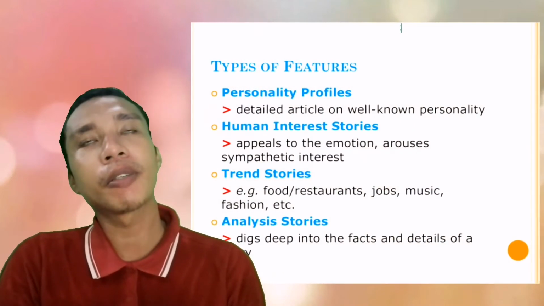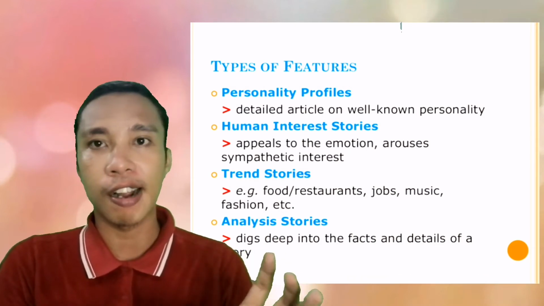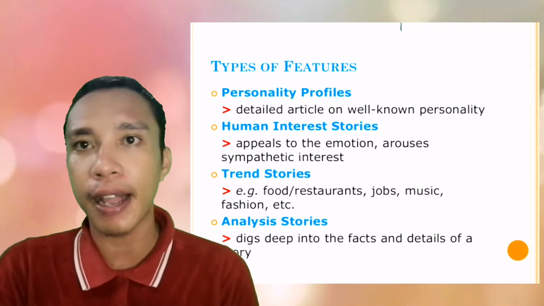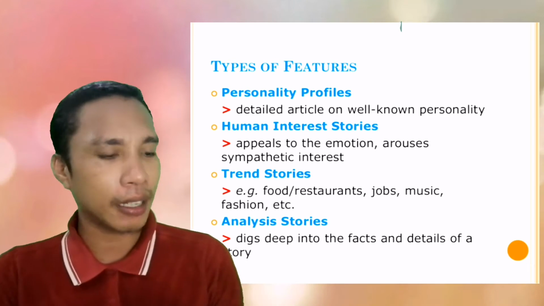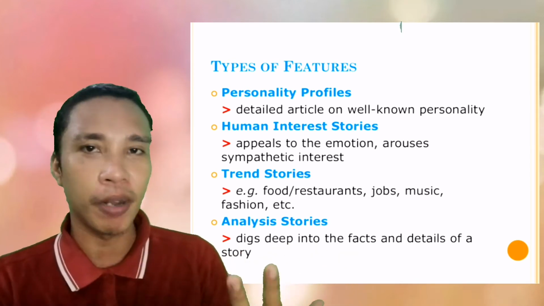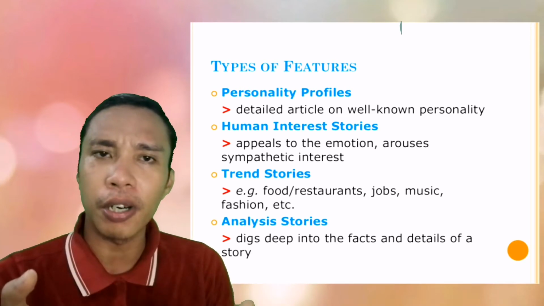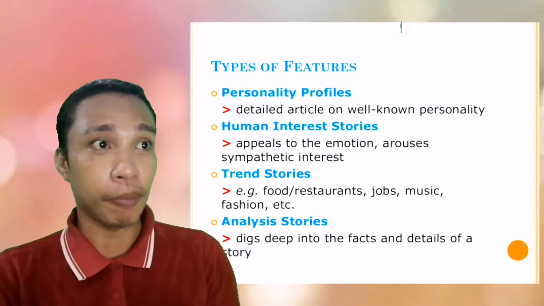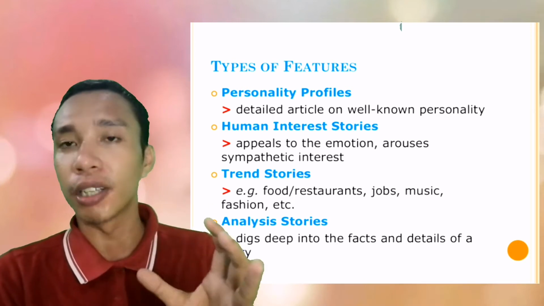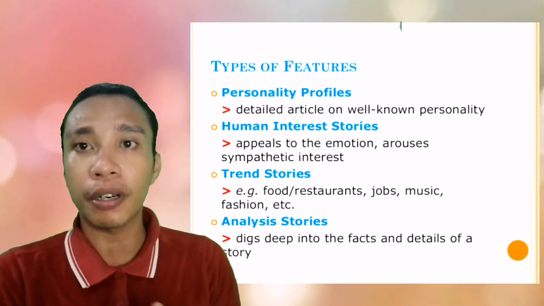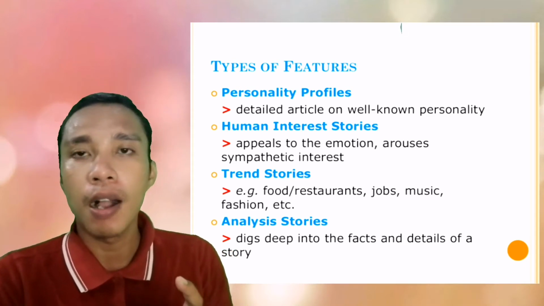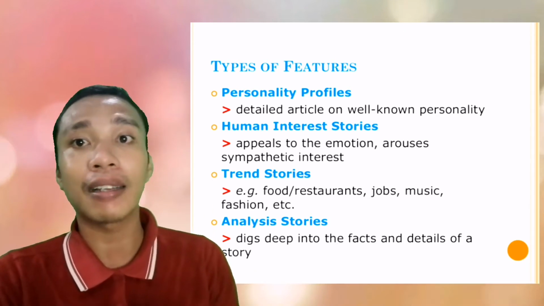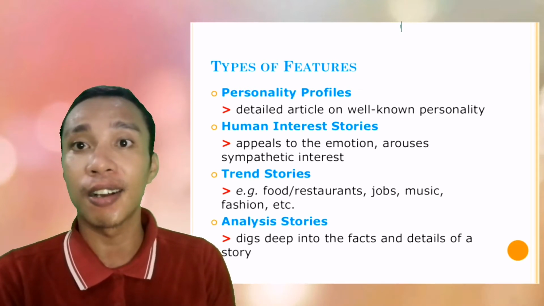Okay, so now we have the different types of features, of feature story or feature article. Number one, you can actually feature a personality profile. So when you say personality profiles, if there is a famous actor, a famous personality or prominent person that catches your interest, or your favorite actor and whatnot, you can feature them. So when we say personality profiles, it gives you the detailed article on a well-known personality. So in order for you to sound more credible, if you're featuring a famous personality, or a famous person, then you do a background check on your subject.